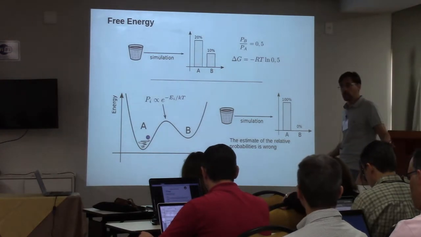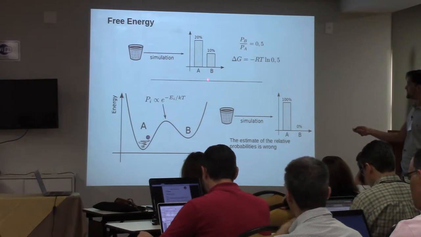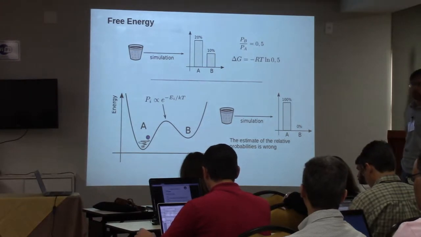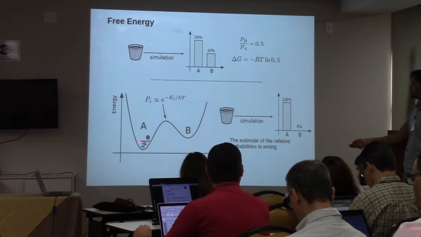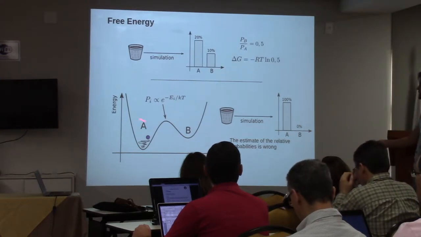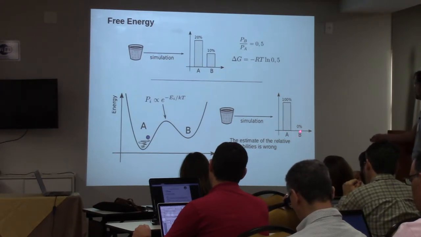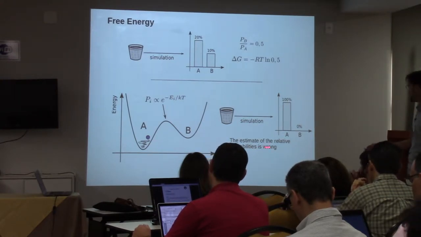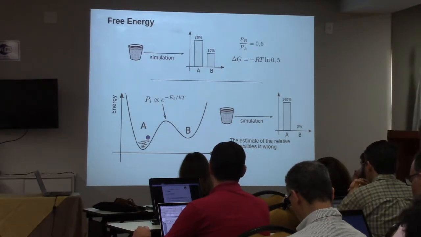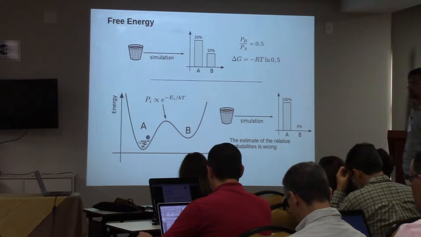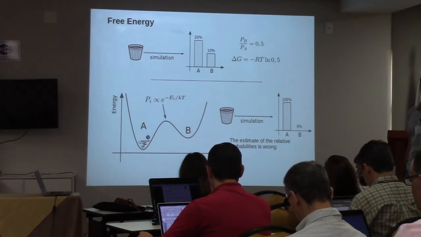However, what happens all the time in our simulations is that instead of sampling correctly this relative probability of the two states, our simulations sample something else. If we start the simulation in state A, it is very, very common that we will keep sampling state A forever, and the simulation will show only state A, 100% probability of this state, 0% probability of the other, and the estimate of the relative probability of the two states is wrong. So the problem is not that we don't know in theory how to compute a free energy from a simulation. The problem is that the simulation does not sample in general the correct relative probability of the two states.